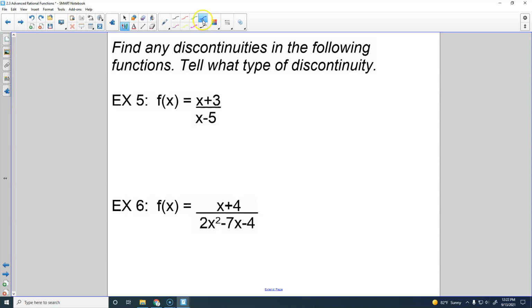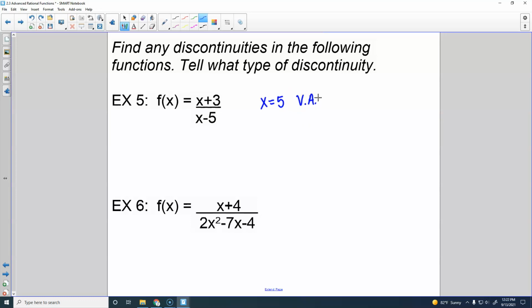Okay, so let's look at example 5. For this one, Paul, where do we have a discontinuity or discontinuities for this one? Good. And what type of discontinuity do we have there? Vertical asymptote there, because it does not cancel with the numerator.